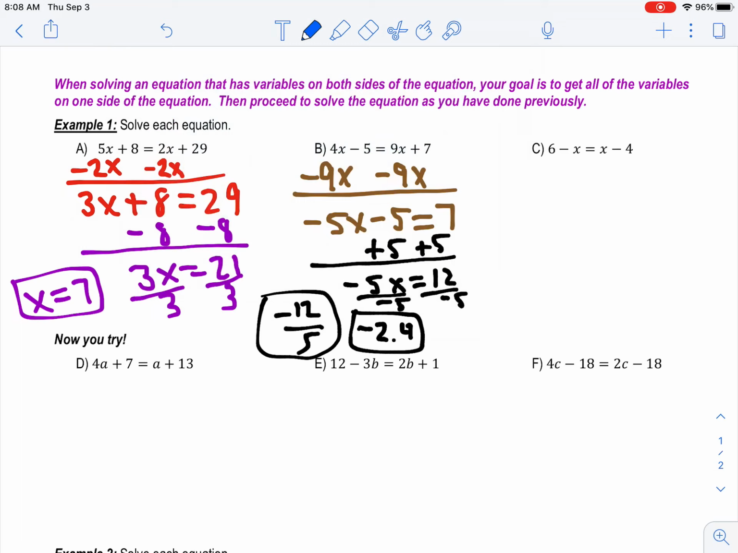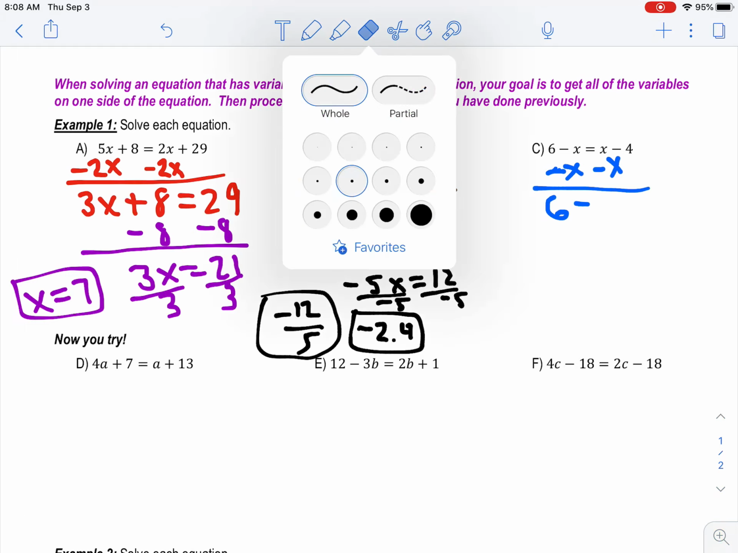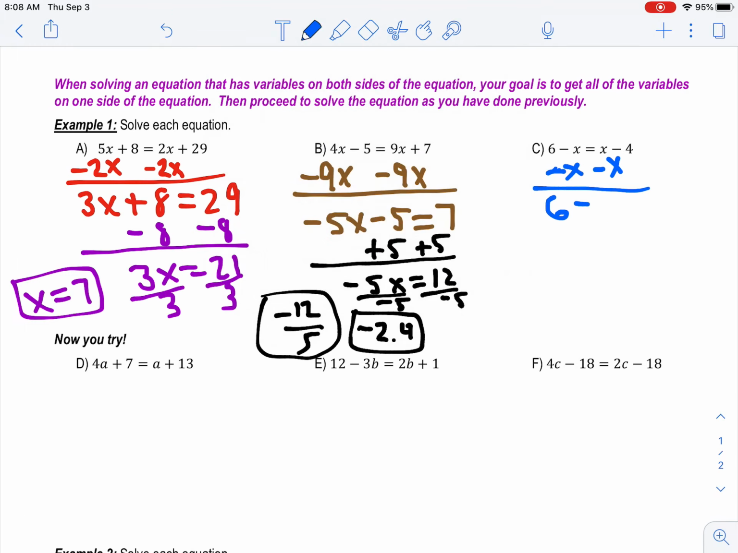All right, let's go to our third one. I have 6 minus x equals x minus 4. I'm going to move my x from the right, so I'm going to do minus x on both sides of my equal sign. I'm left with 6 minus x, oops, let me correct that. Negative x minus x is negative 2x. So we have 6 minus 2x equals negative 4.